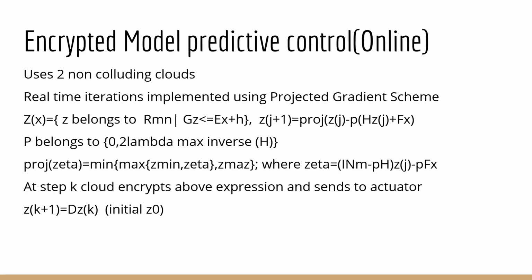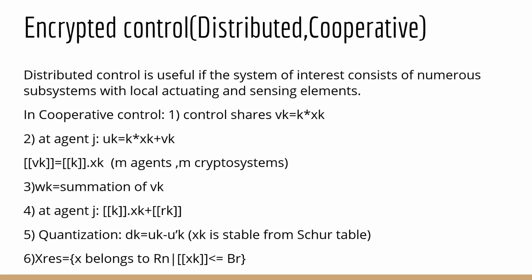The overall flow for online optimization can be said like this. The sensor encrypts z0, which is the initial guess, plus x of k, the state. It sends it to the two clouds, and the two clouds perform projected gradient using either secret sharing or homomorphic encryption, and they get the output u of k. This u of k goes to the actuator to get decrypted and it goes back to the control.